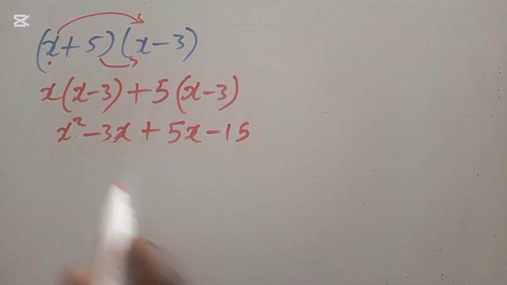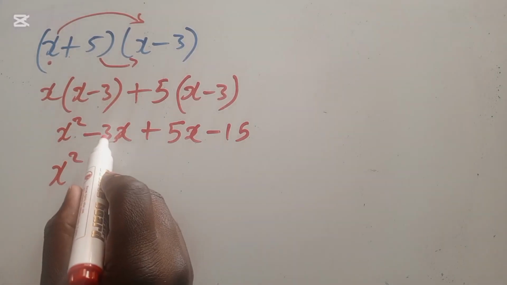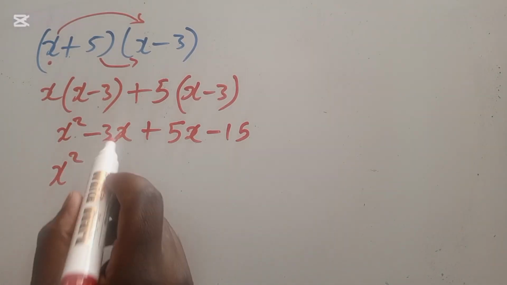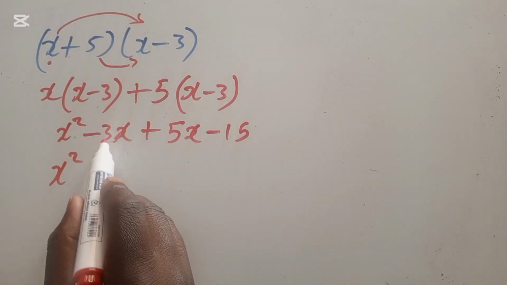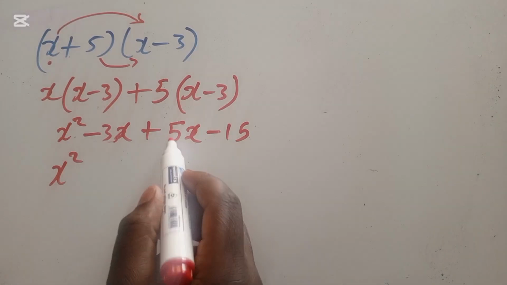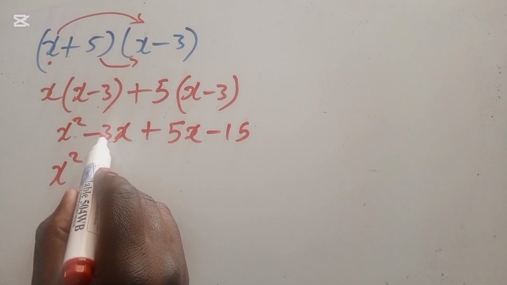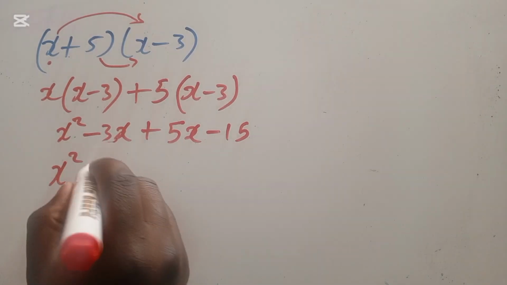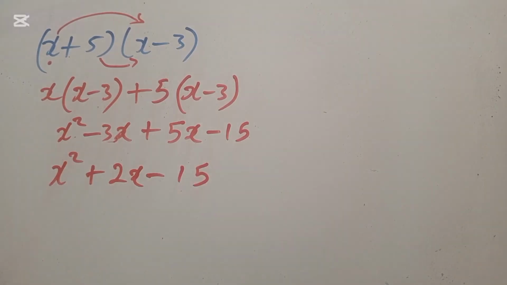x squared is only x squared. You cannot combine x squared and 3x. So this is x squared minus 3x plus 5x. Remember, x are unknowns. It's like you had a debt of 3 shillings and you currently have 5 bob. If you pay that debt, how much will you remain with? So it's negative 3 plus 5, which is plus 2x, minus 15. You just drop this. So this is your answer.